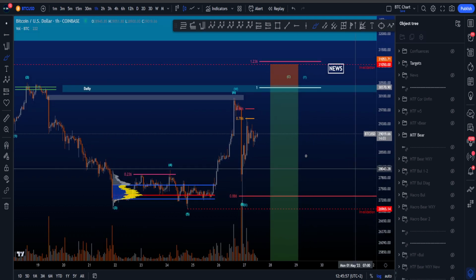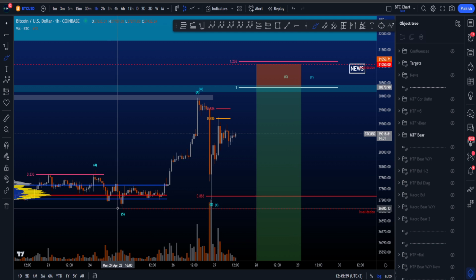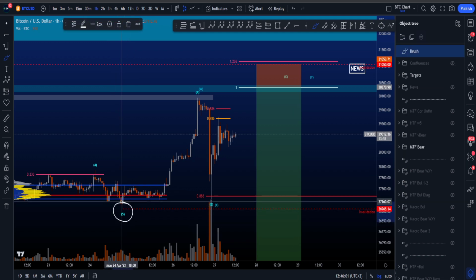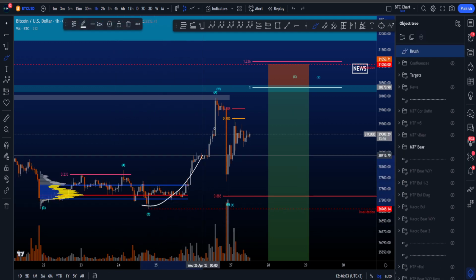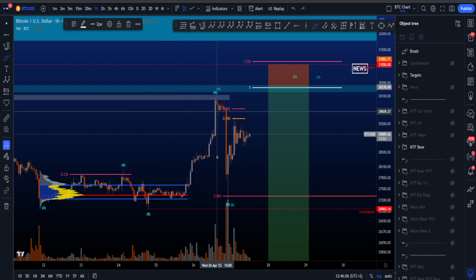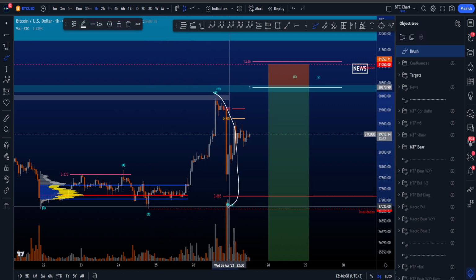So if we then look at this corrective structure and what basically happened over the past couple of days, we then have the low of wave 5 over here, followed by a zigzag structure in this wave A or wave W, then another 3-wave structure to B or X.